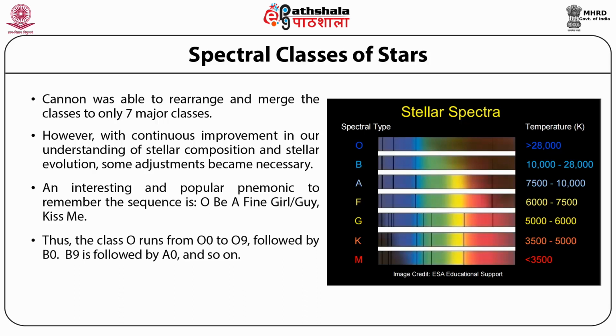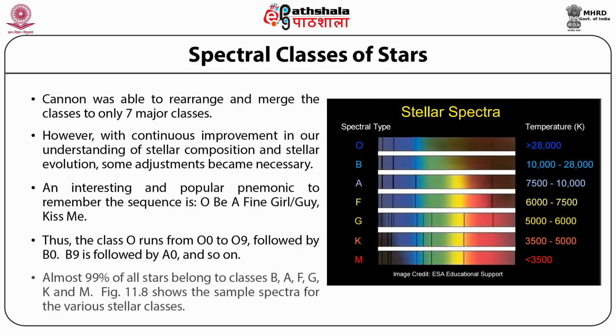Thus the class O runs from O0 to O9 followed by B0. B9 is followed by A0 and so on. Occasionally even a subclass may be further subdivided. Stars belonging to the first 3 major classes are sometimes referred to as early type, while those belonging to the last 4 major classes are called late type stars. Almost 99% of all the stars belong to the classes A, B, F, G, K, and M.